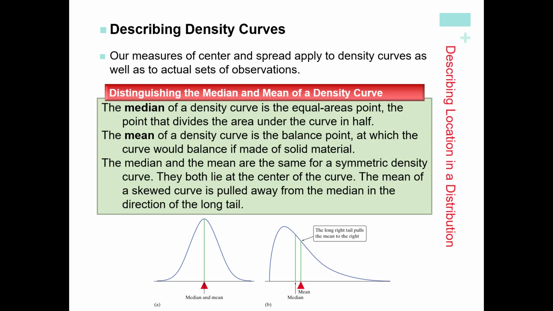Here's a picture just illustrating that, and you'll also notice that whoever has created this graphic has done a really nice job and made the mean look like a balance point that would not make this thing tip over, whereas the median is the equal areas point. So we should see equal area on the left and the right of that median line. And of course, notice that the mean is getting pulled in the direction of the tail in B.